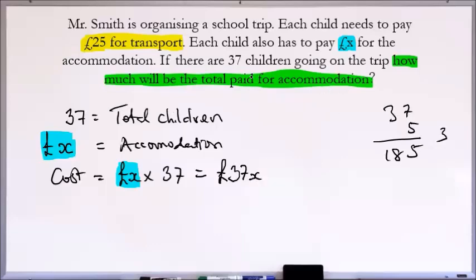So our answer here, we are after accommodation. That's what it says. If there are 37 children going on the trip, how much will be the total cost for accommodation? So that's going to be the amount of accommodation, which is X pounds, multiplied by the total number of children, will give us our answer, which will be 37X pounds. Beautiful.